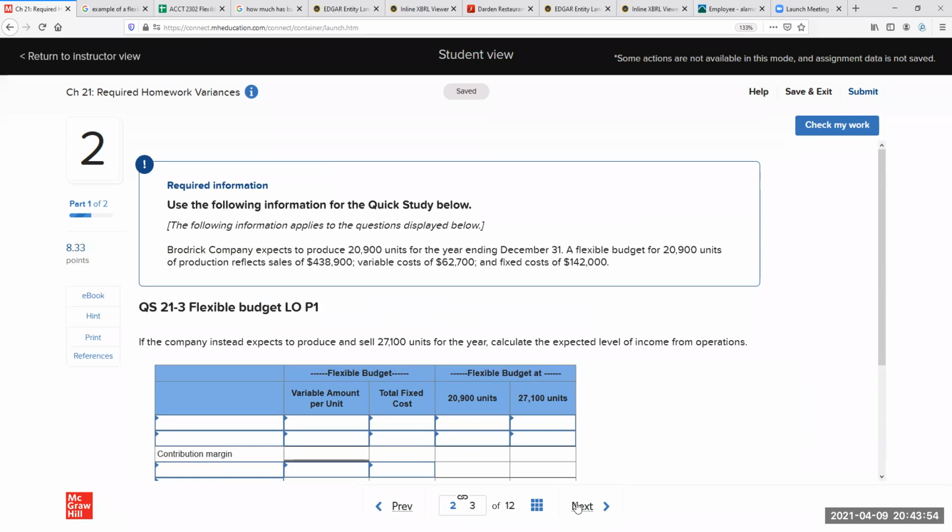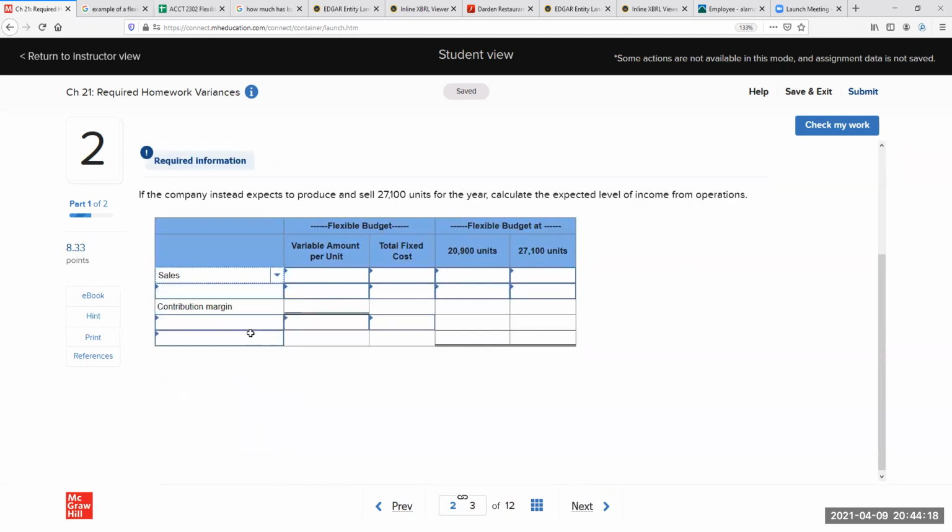All right, so here's another flexible budget. Rodnick Company expects to produce 29,000 for the year ending December 31st. A flexible budget of 20,900 reflects sales of 438,900, variable costs and fixed costs. Then it wants you to figure it out at 27,100, a different level. So now we have sales, so that's going to be your first item. Sales minus what equals contribution margin?